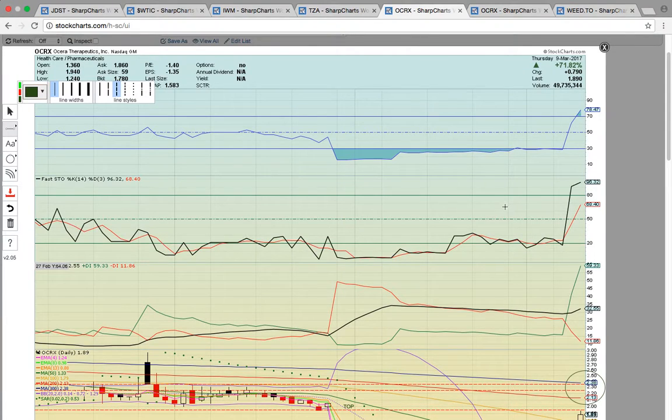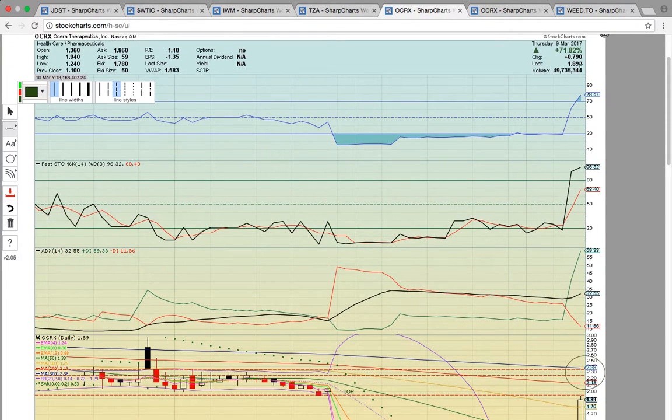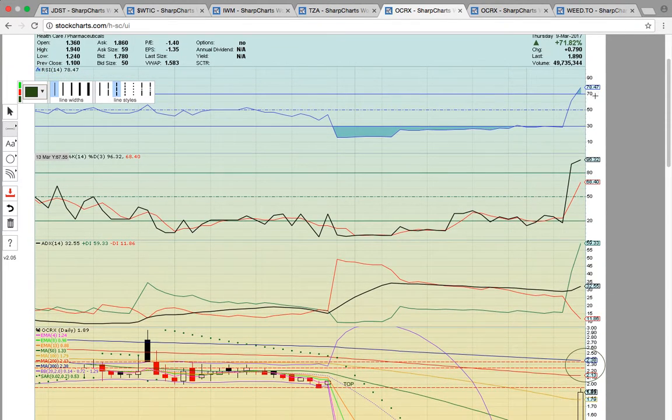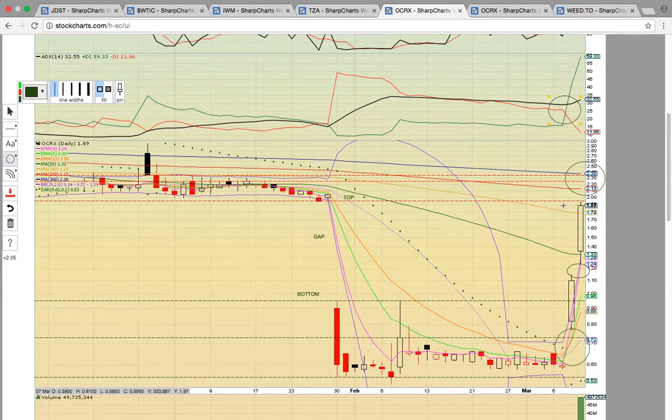Let's take a look at a stock that did really well today. This is OCRX, up 71%. You can see it closed at overbought levels on RSI and FASTO, above 70s overbought on RSI, above 80s overbought on FASTO. There was a big bullish crossover here on ADX with the green line crossing the red line and the black line to the upside.